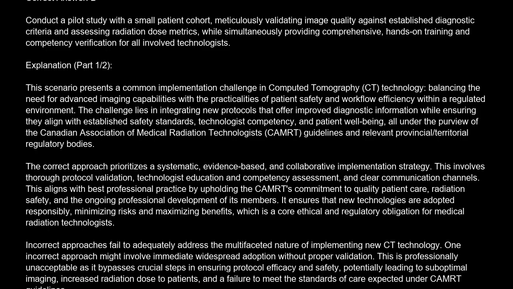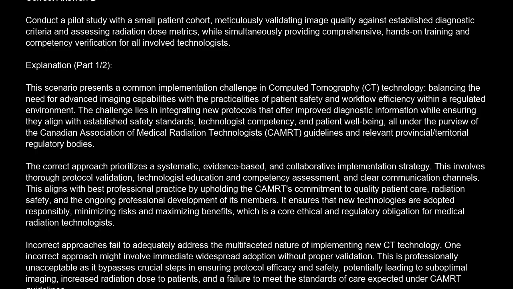provincial/territorial regulatory bodies. The correct approach prioritizes a systematic, evidence-based, and collaborative implementation strategy. This involves thorough protocol validation, technologist education and competency assessment, and clear communication channels. This aligns with best professional practice by upholding the CAMRT commitment to quality patient care, radiation safety, and the ongoing professional development of its members. It ensures that new technologies are adopted responsibly, minimizing risks and maximizing benefits, which is a core ethical and regulatory obligation for medical radiation technologists.